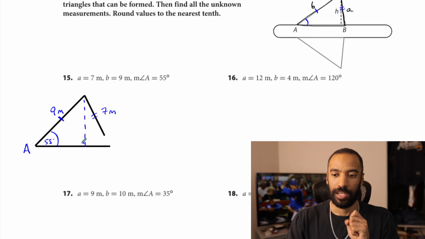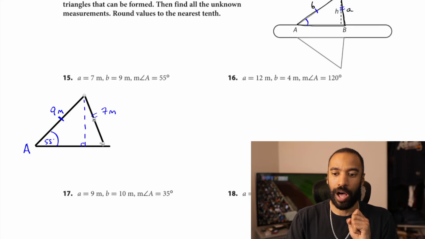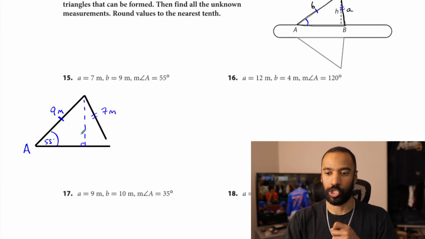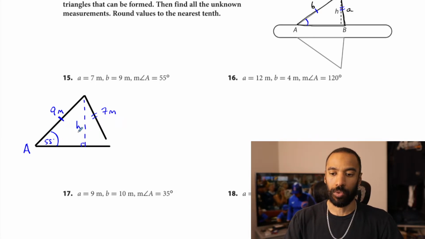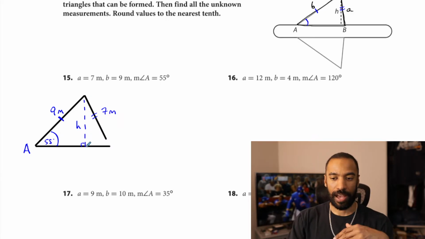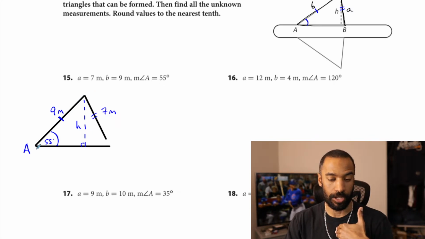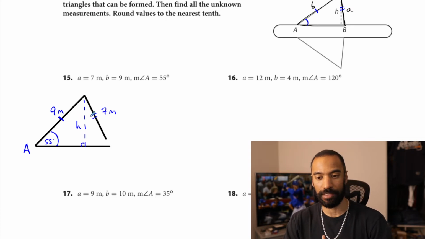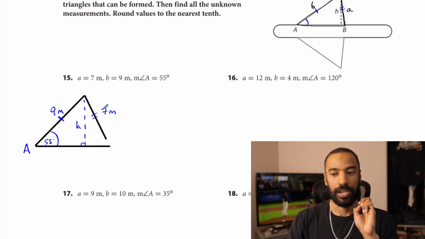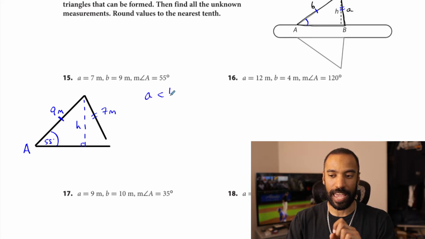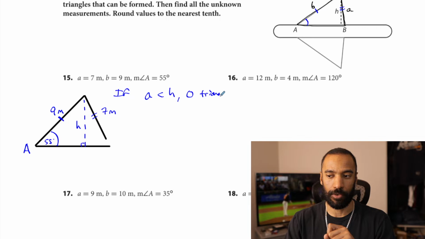Anything that is more this way or more this way is longer than the altitude that is drawn down, which is this h. And the h will only matter if this angle is acute. So the real question is, how long would h have to be given that you had a 55-degree angle measure with a 9 meter, in essence, a hypotenuse of this right triangle here? How long would h have to be, and is 7 longer than it, or 7 equal to it? If 7 is not longer than it, if a is less than h in this acute angle scenario, then no triangles can be formed.